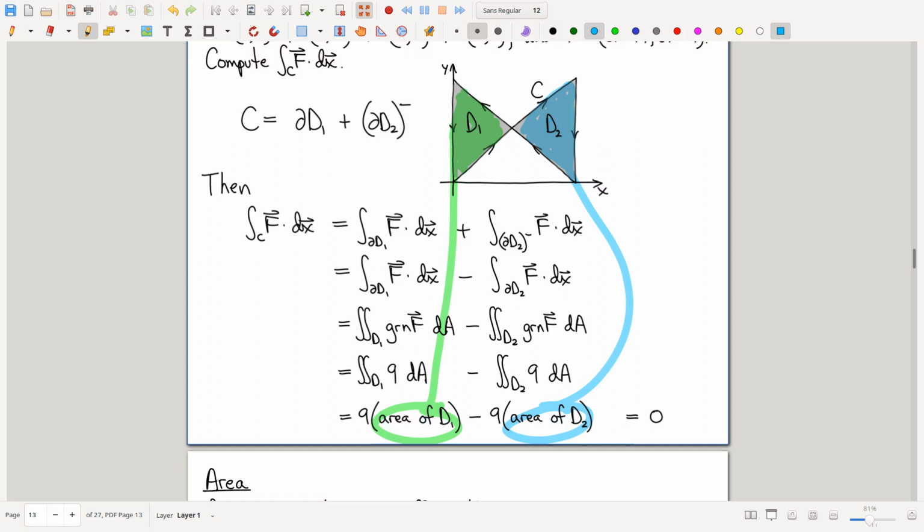So way easier, I think, than computing 4 separate integrals is just to realize that even though it's not quite a boundary, you can relate it to boundaries. And once you have it in the language of boundaries, Green's theorem crushes everything else. Okay.